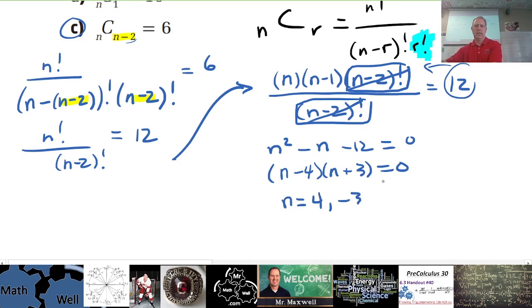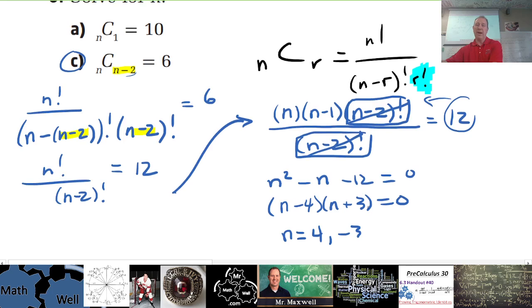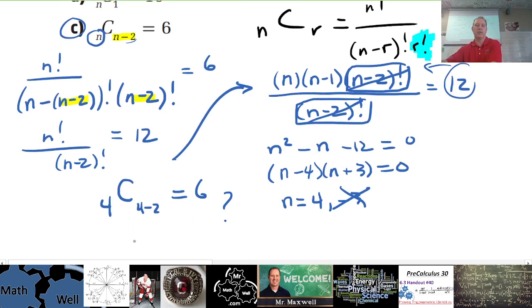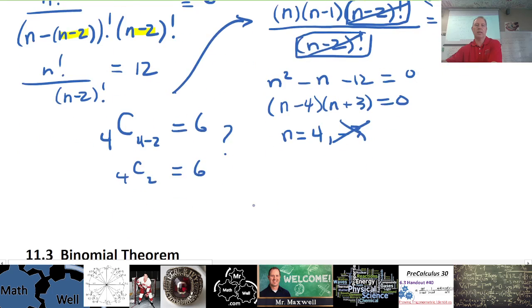All right. Now, we might have 2 possible answers, but we might have to reject one. So it looks like if I have a negative as one of my values down here, I don't think that's going to be okay. Is that right? All right, so I can reject negative 3 because I can't have negative 3 things to start with. So if I have 4 choose 4 minus 2, does that equal 6? So 4 choose 2, does that equal 6?